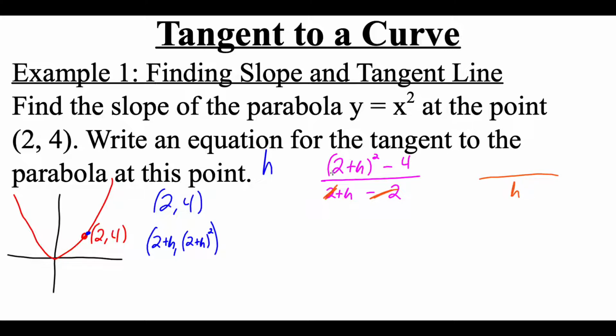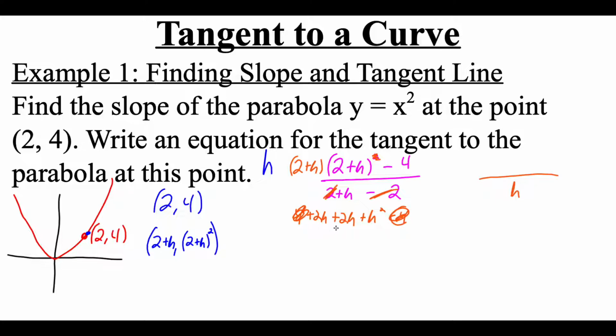Now there is some simplifying that needs to happen in the numerator, and specifically we're going to start with that (2 plus h) squared. Squaring that means that we're multiplying it by another 2 plus h. If we were to FOIL this out, 2 times 2 is 4, 2 times h is 2h, h times 2 is another 2h, and then h times h is h squared. But then we still have this minus 4 on the back end of the numerator. I notice that we have this positive 4 in the front and this negative 4 on the end, so those are going to cancel each other out.